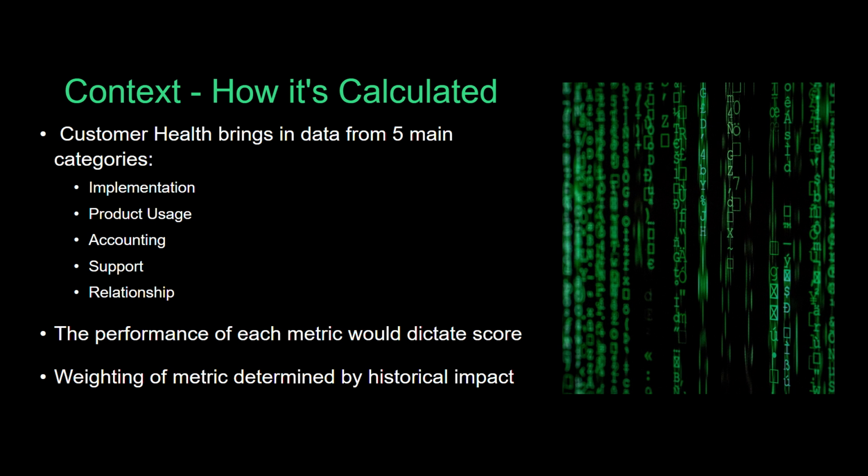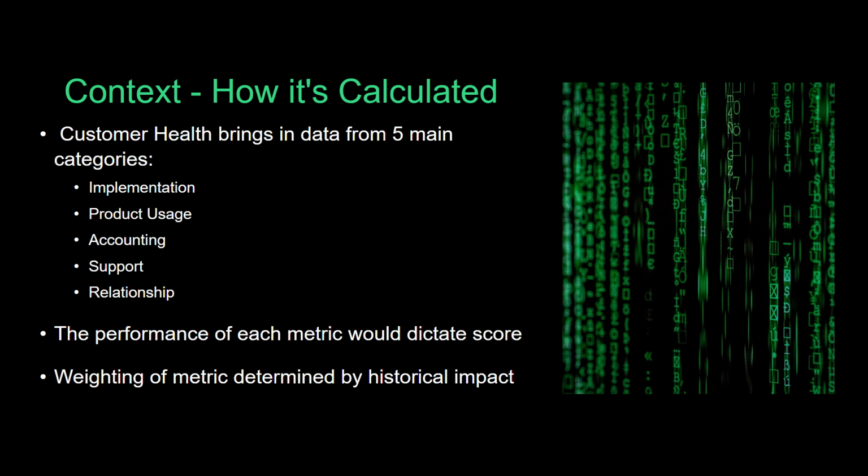Yeah, and just for some context on how it's calculated, the way we approach customer health at our company is we bring in data from 5 main categories: implementation, product usage, accounting, support, and relationship. Relationship you can think of as metrics like NPS or CSAT, where we send out surveys to the customer and get some feedback on how we're doing.